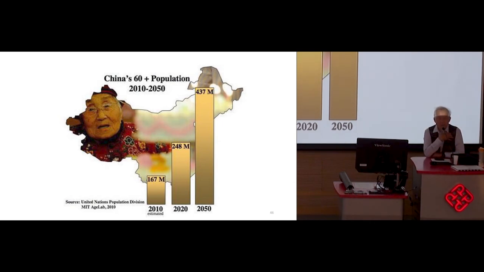This is my last slide. Aging is not an isolated phenomenon. It's happening all over the world. And it's especially severe in China because of the many years of one-child policy. And now, as this diagram shows, the source is the United Nations, okay? People 60 or over almost triple by the time we reach the middle of the century.